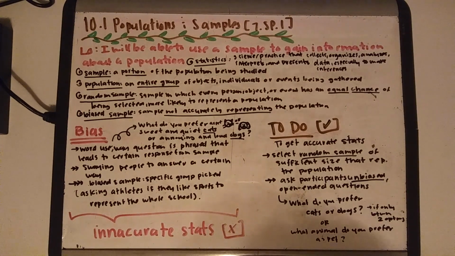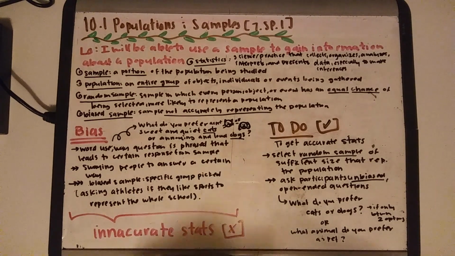Select random samples that have a sufficient size. Okay, so if I want to see if the school likes sports, I'm not gonna just pick 5 kids if the school has like 1,000 students, right? So maybe like, I don't know, 100 will be a good representation of a school that is pretty big. So that will be a random sample, and again, a sufficient size that represents the whole population.